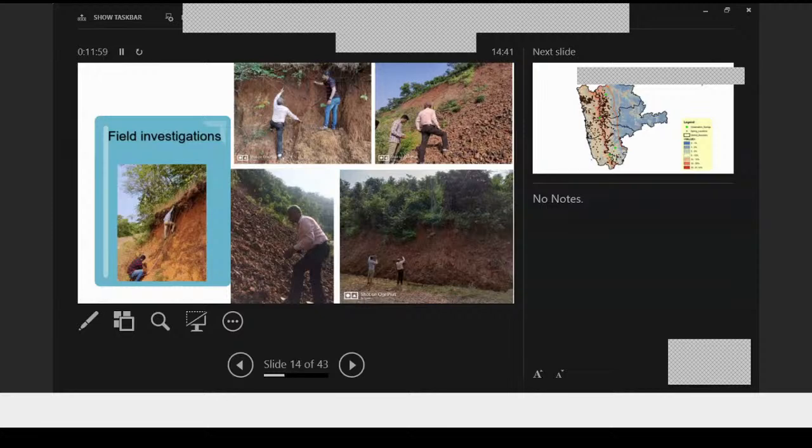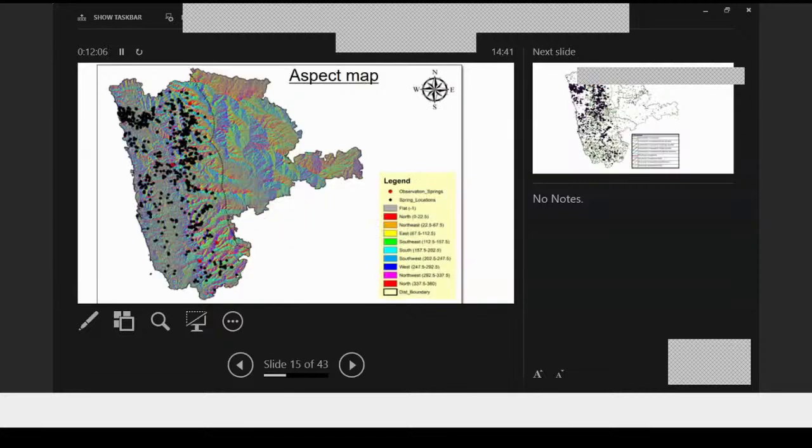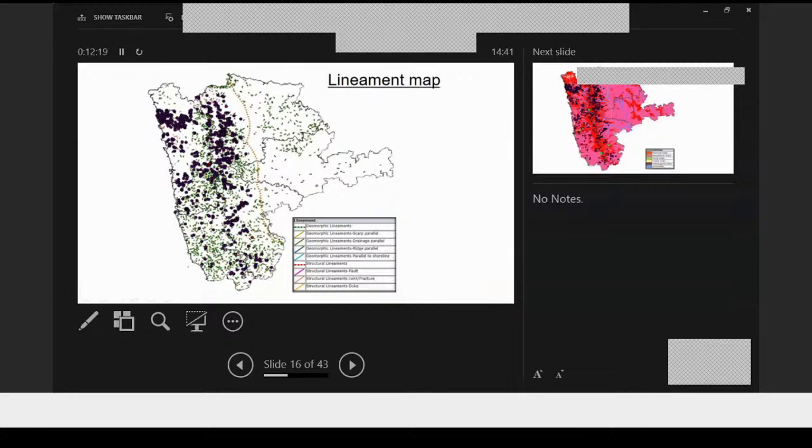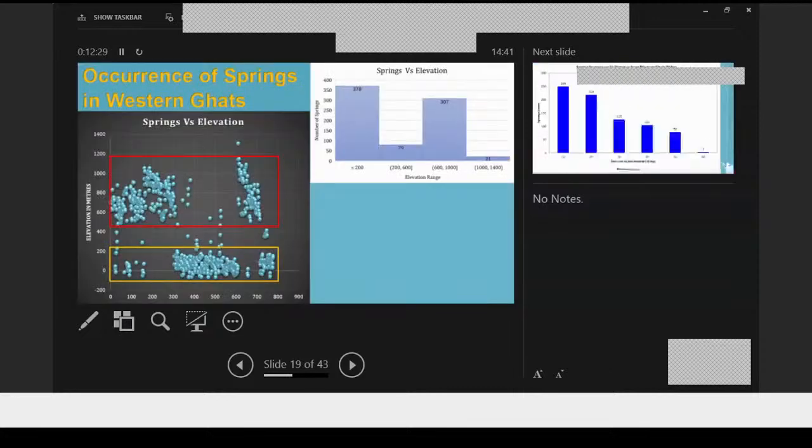We have collected all the layers here, and we have made the slope map for this region, and we have generated the aspect map. The aspect map gives the directions: flat, northeast, east, and different directions. So it gives what directions the springs might be occurring in. You can analyze that. These are the lineament map, geomorphological map, and geological map. When we analyzed, we also saw that springs in the Western Ghats appear as a cluster on the higher reaches, at elevations of 450 to 1200.